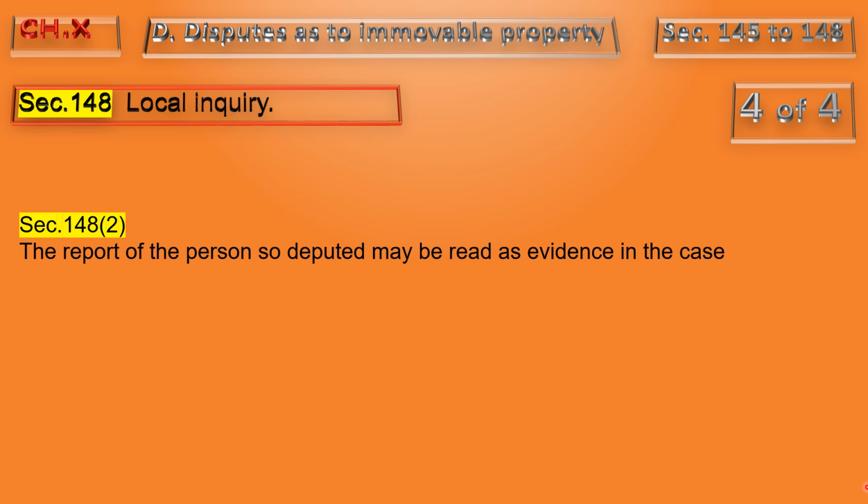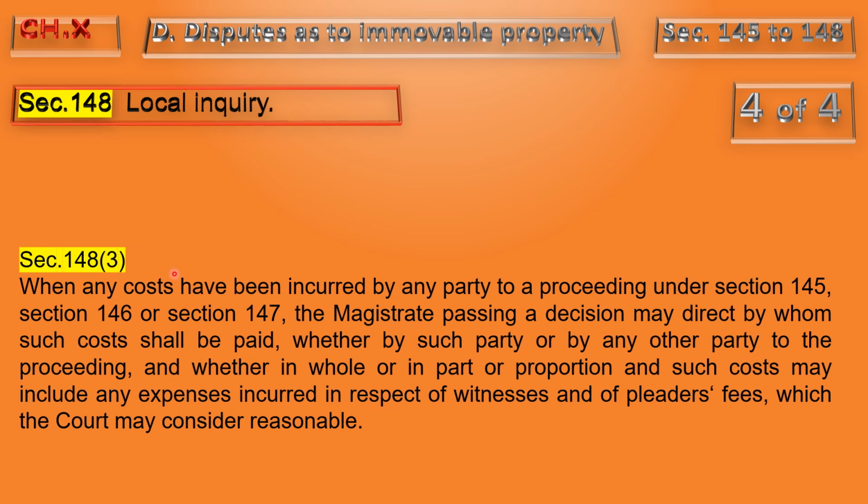Subsection 3 of section 148 says when any cost has been incurred by any party to a proceeding under section 145, section 146, or section 147, the magistrate passing a decision may direct by whom such cost shall be paid, whether by such party or by any other party to the proceedings, and whether in whole or in part, or proportion, and such cost may include any expenses incurred in respect of witnesses and of pleaders' fees which the court may consider reasonable. So subsection 3 is actually explaining to us regarding the cost when the decision is to be taken by the magistrate. It should ordinarily be passed simultaneously with the final order on merits. It is only the magistrate who can decide by whom costs are to be paid. Cost awarded under this section must be reasonable.